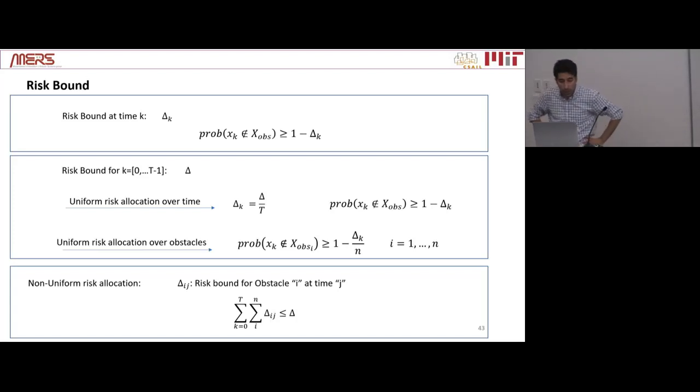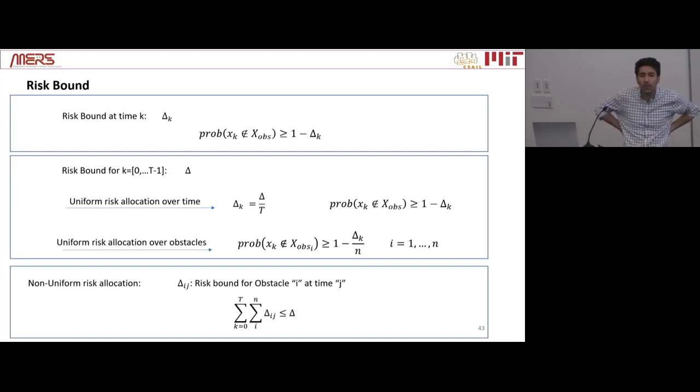But the other option is to use non-uniform risk allocation. In this case, we assume that delta ij, the risk bound for obstacle i at time j, is unknown, and it is an optimization variable. And the optimizer should decide these risk bounds with respect to this constraint: the summation of all the risks should be less than the given risk bound.